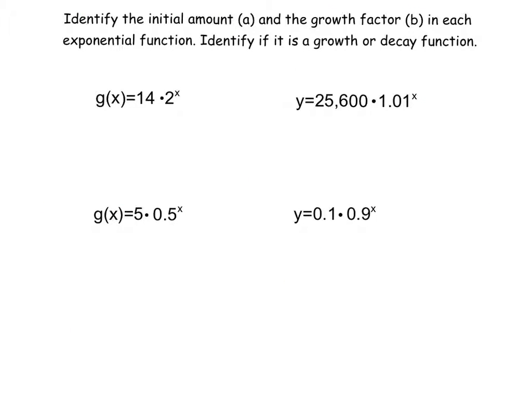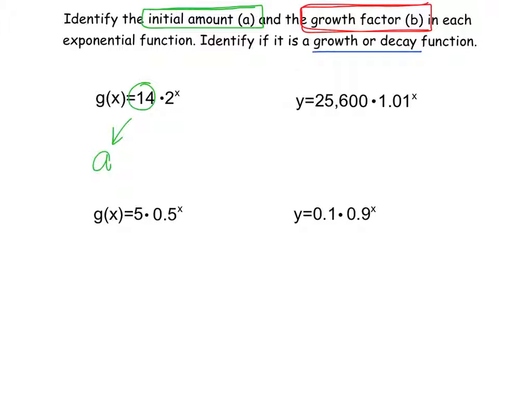So, directions on this next slide say that we need to identify our initial amount, A. We need to identify the growth or decay factor, B. Then we need to label it as either growth or decay function. So, looking at our first example, 14 is our initial amount, A. 2 is our growth factor of B. And now because A is greater than 0, and our growth factor is greater than 1, this is a growth function.